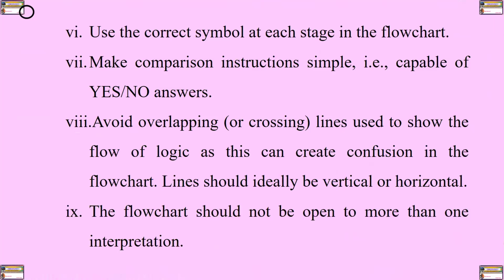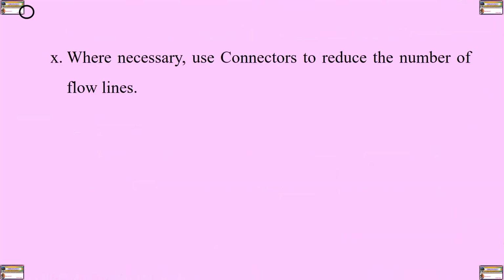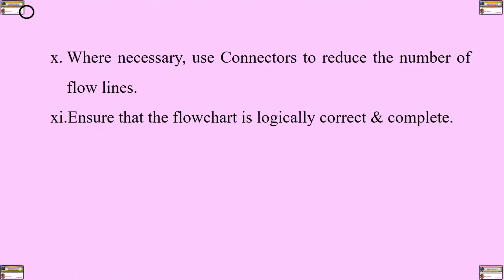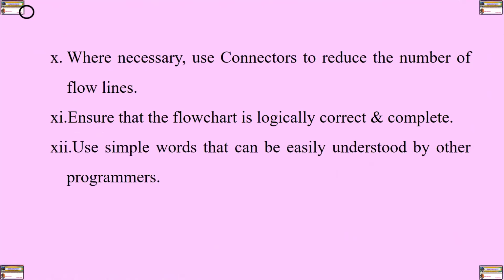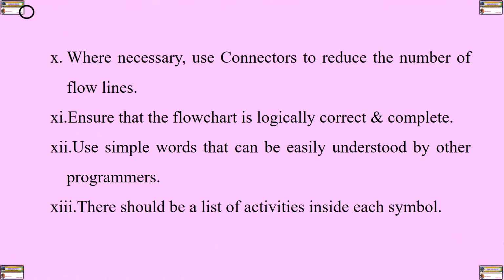The flowchart should not be open to more than one interpretation. Where necessary, use connectors to reduce the number of flow lines. Ensure that the flowchart is logically correct and complete. It also ensures that simple symbols are used that can be easily understood by other programmers. There should be a list of activities inside each symbol.